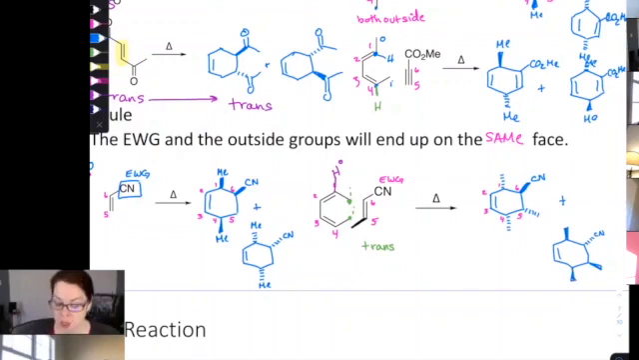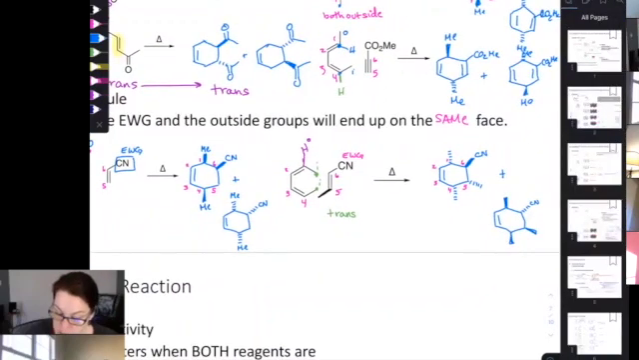So I don't want you to panic about where do I start? Where do I put the first one? That's what happens a lot. People are like, I don't know where to start. Just pick one group, put that one group on a wedge or a dash, and then everything is relative to that based off of these rules.